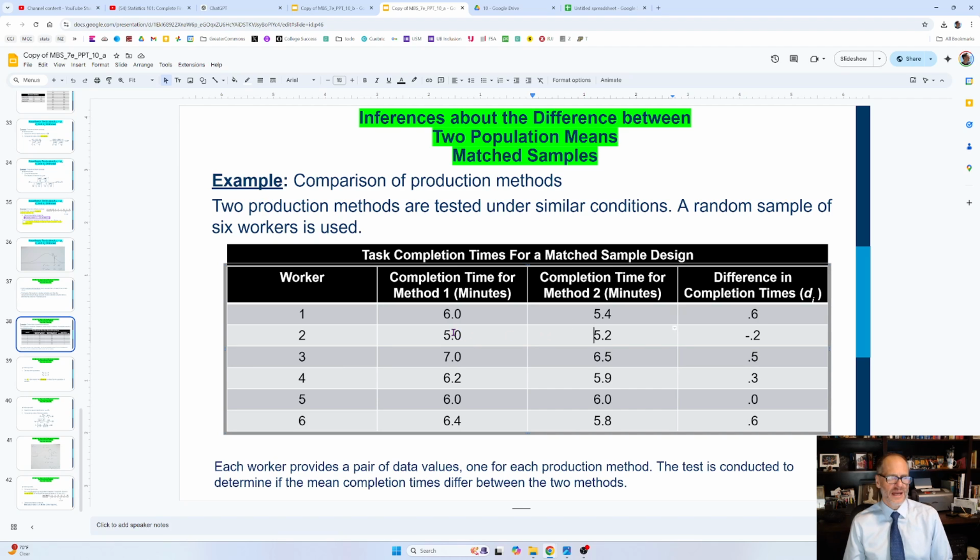You also see matched samples or paired sampling with twin studies. Identical twins have exactly the same genetics, the exact same DNA. Because of that, you could apply a treatment to one twin and not to the other, and really see the difference that occurs, removing confounding variable differences in genetics. That would be another example.